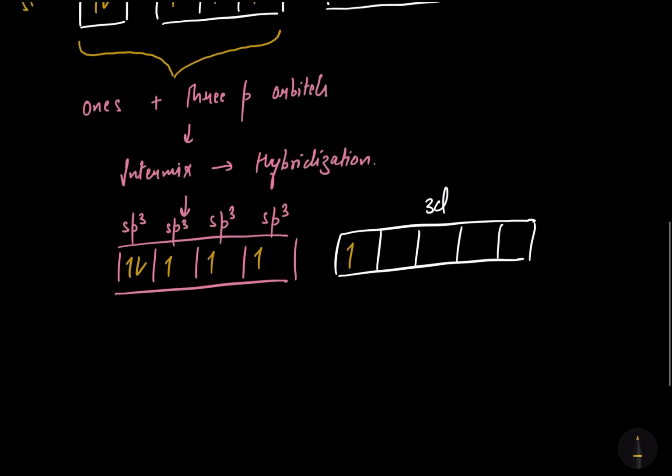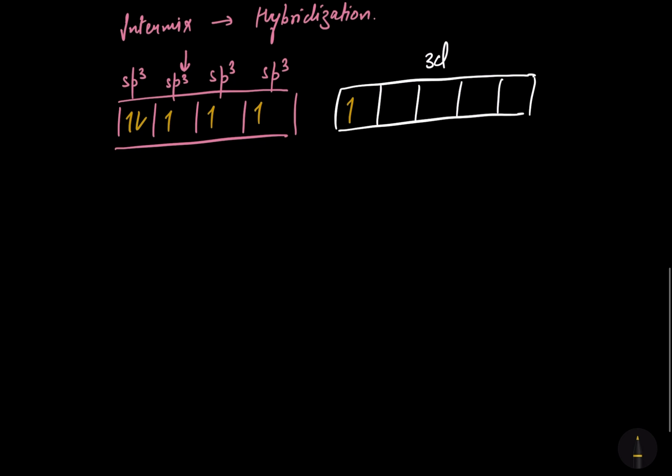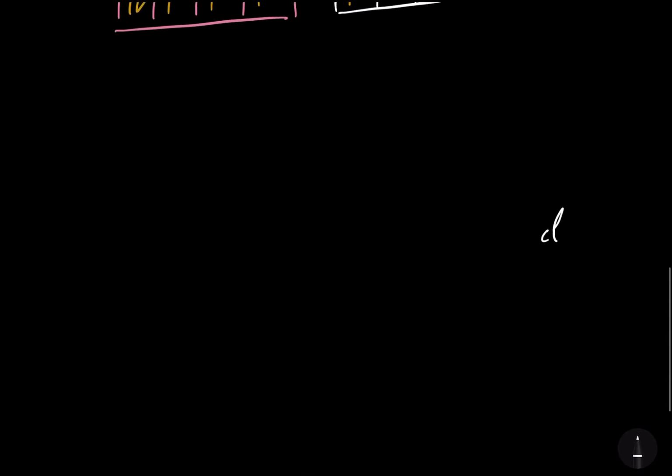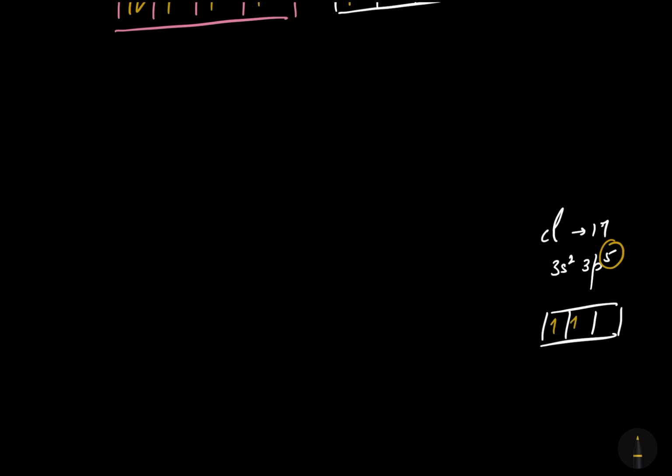Now what's next going to happen? Let's talk about the chlorine and the oxygen now. I'm writing chlorine over here. What's the electronic configuration of chlorine? Its atomic number is 17, so the configuration will be 3s2 3p5. So let's make the 3p subshell with 3 orbitals. Here it's having 5 electrons in 3p, so that's first, second, third, fourth, and the fifth electron.